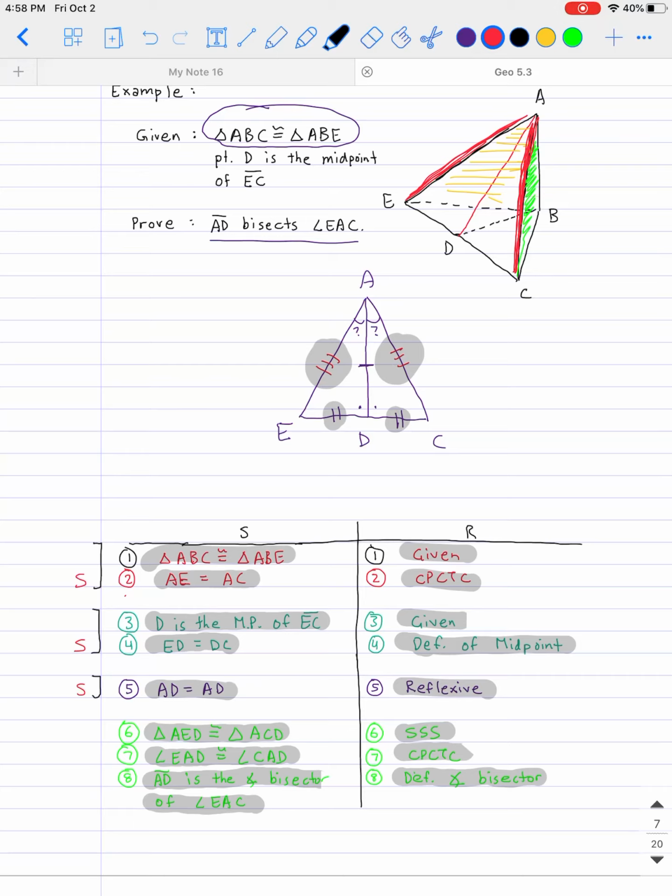Okay? And again, in all of these proofs, we don't really care or have to say that D is in the interior because it's already shown in the picture. It's kind of like one of those things that will be trivial.